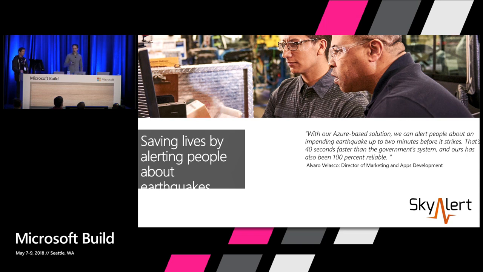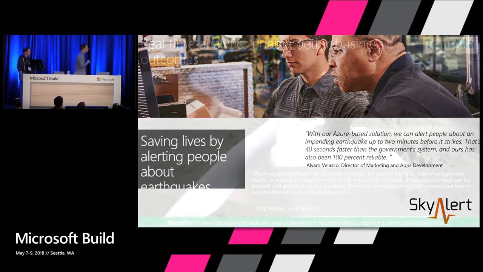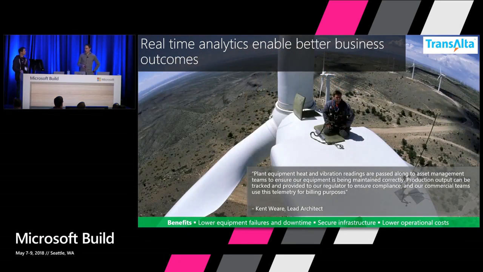We also work with Sky Alert. Sky Alert detects earthquakes up to 40 seconds faster than the government system. It's backed up by Azure and Azure Stream Analytics. In utilities, we also work with TransAlta, so they use Stream Analytics for maintenance and remote monitoring of wind farms.